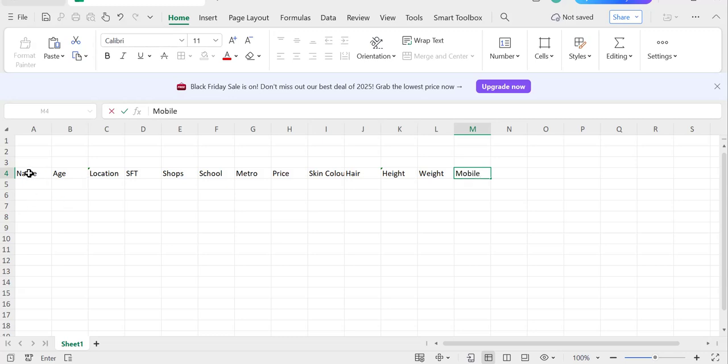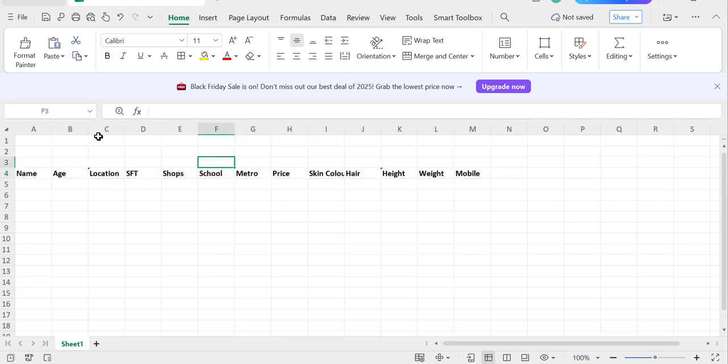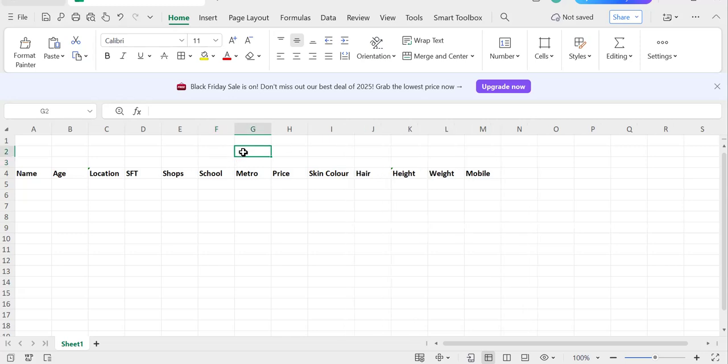Okay. So what I'm trying to do here is create one data set, and that data set is nothing but a house pricing data set. This is the house price data set, right?